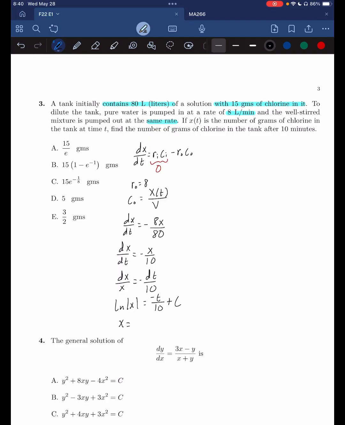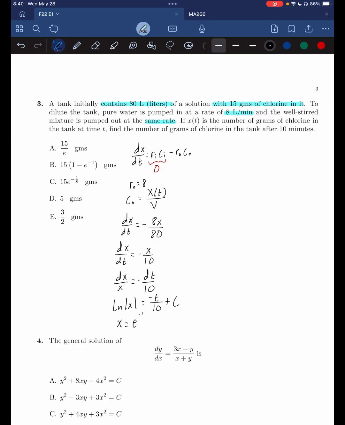But again, that'll become a new constant, right? This becomes a new constant. So really you have x is equal to ke to the minus t over 10. Yeah. So now this is our concentration, right?